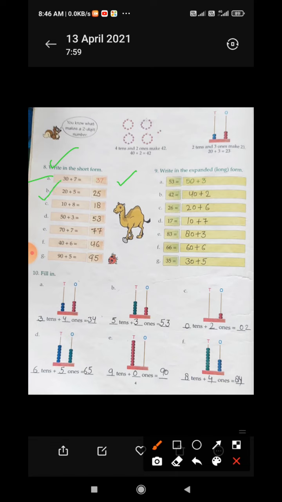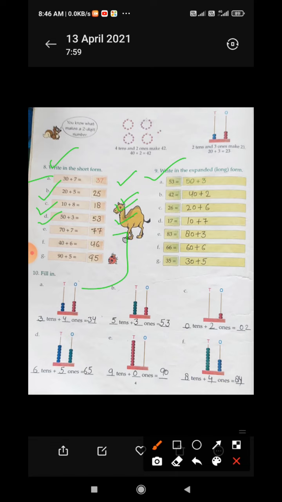Now B part, 20 plus 5 is 25. C part, 10 plus 8 is 18. 10 is on tens place and 8 is on ones place. D part, 50 plus 3, 53. Right here in the space given 53. 3 is on ones place and 50 is on tens place. Like this you do this one yourself.